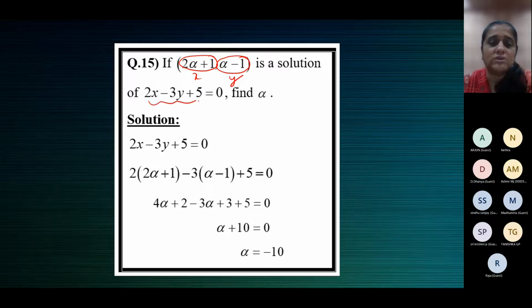So in this equation, 2x minus 3y plus 5 is equal to 0, in place of x, use 2 alpha plus 1, and in place of y, use alpha minus 1. And solve it. Now you can see there is only alpha in this equation. You know how to solve. Just open the brackets, solve. Alpha is like any other variable, like a, b, c. So solve the equation for alpha. You get alpha is equal to minus 10.